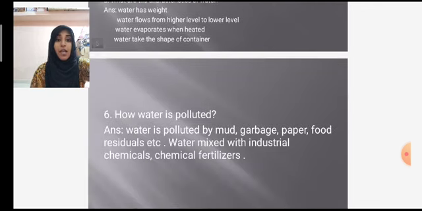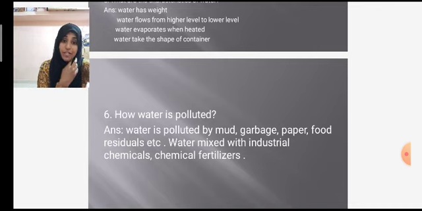Next question. How is water polluted? How are we polluting the water? Water is polluted by putting mud, garbage, paper, food residuals, etc. Many things we throw into the water. Then we are mixing it with industrial chemicals and chemical fertilizers. This is how water is polluted.